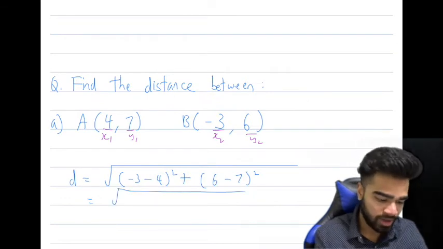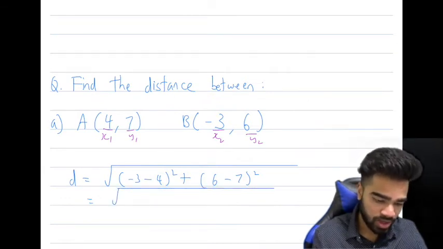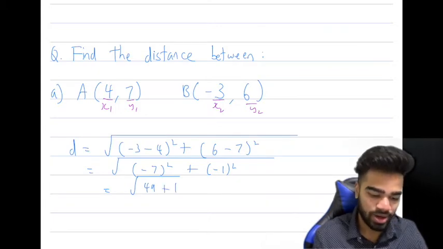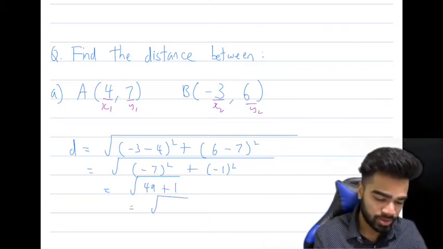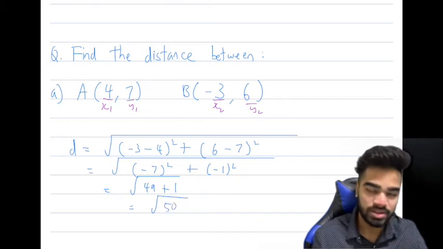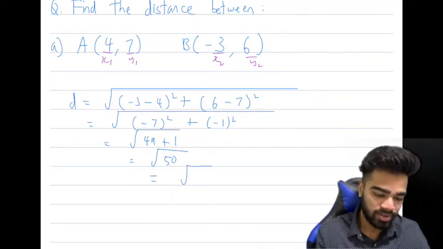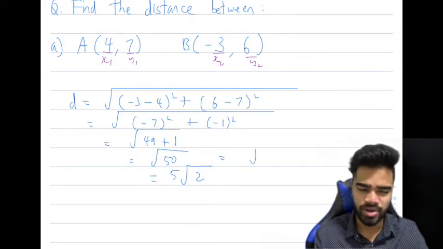Okay, so from here, just simplifying, that's going to be square root of negative 3 minus 4 is negative 7 squared, plus 6 minus 7 is negative 1 squared. So let's keep going. Square root of negative 7 squared is 49, negative 1 squared is 1. So pretty much what you're left with is square root of 50. Okay, and this is a surd, we can simplify the surd. So we can write this as pretty much 5 root 2. If you don't know how we did that, I'll quickly explain.